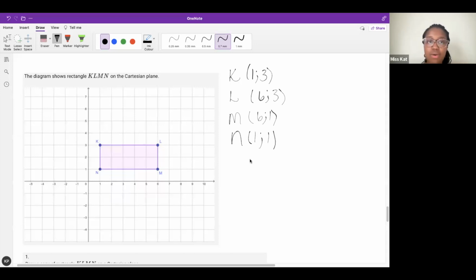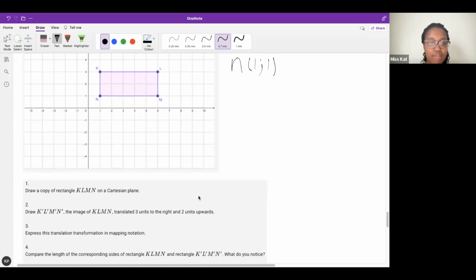Okay, so now I'm going to start off by writing the rule that they gave us in the notation that they gave us. We're going to move X and Y to where? So I'm going to have X plus or minus something and Y plus or minus something. Now, if I say 3 units to the right, am I adding or subtracting? Plus 3. And for Y's, we said 2 units upwards. Are we adding or subtracting? We are adding 2 units.